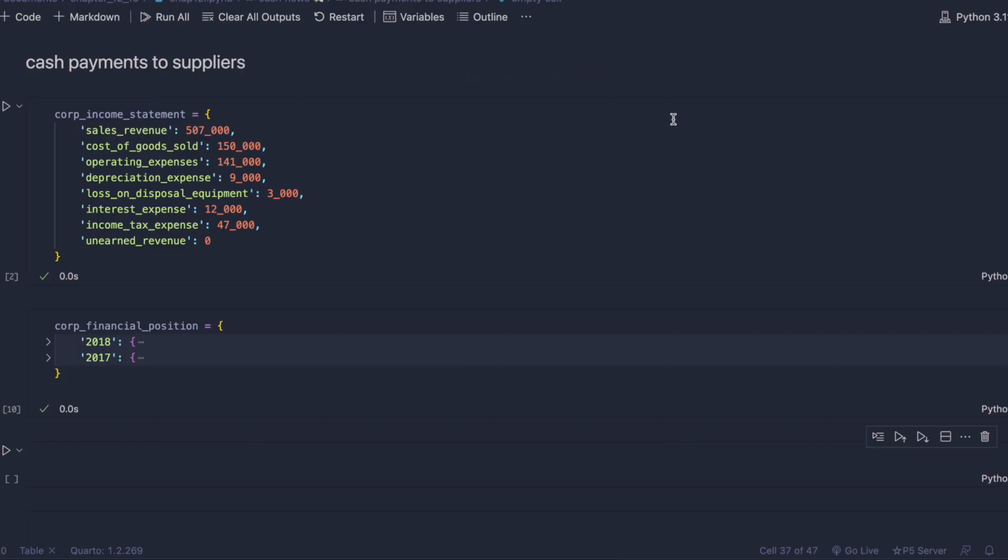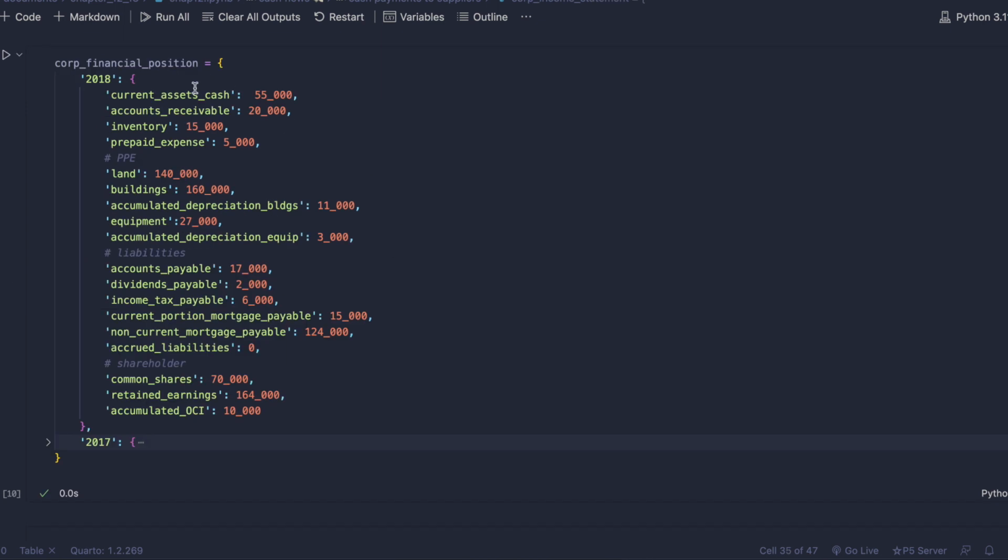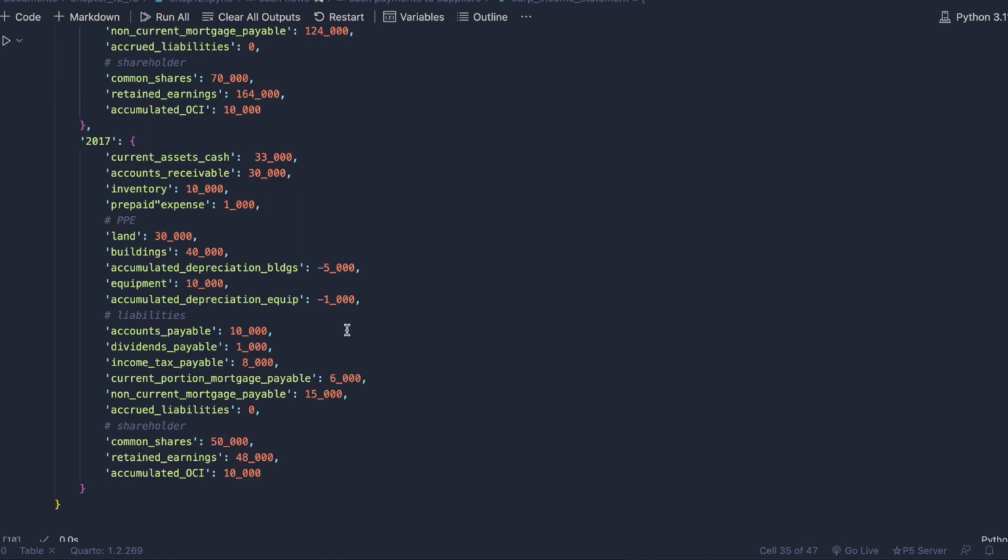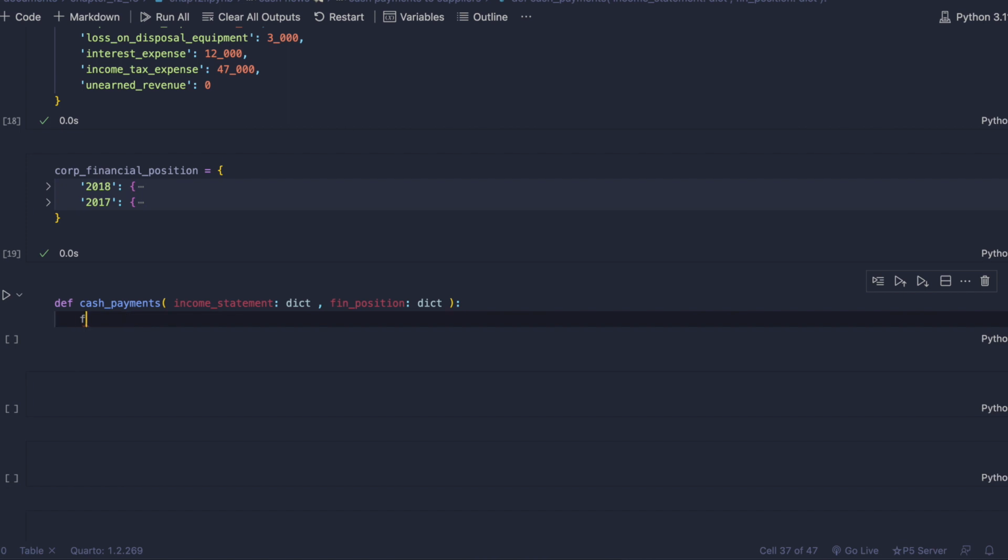Corporate income statement is the first data dictionary. Income statement has sales revenue, cost of goods sold, depreciation and expenses. Our second data dictionary is corporate financial position, current assets in cash, accounts receivable, inventory, and prepaid expense. The format is the same for 2017. Let us rename the dictionary fin_pos for shorthand.